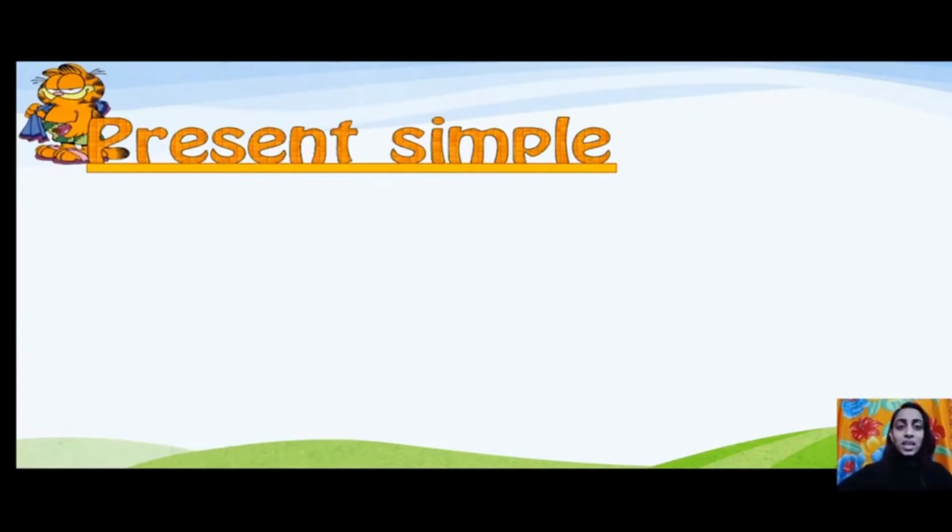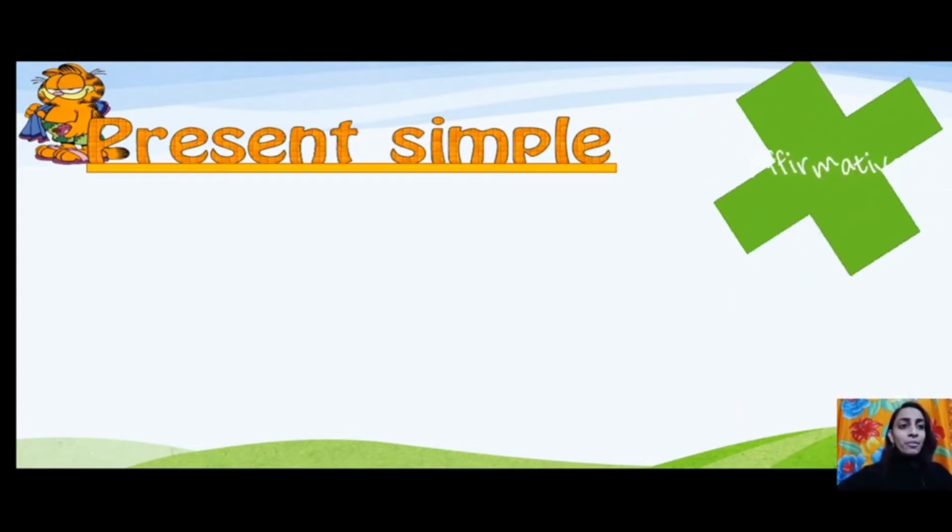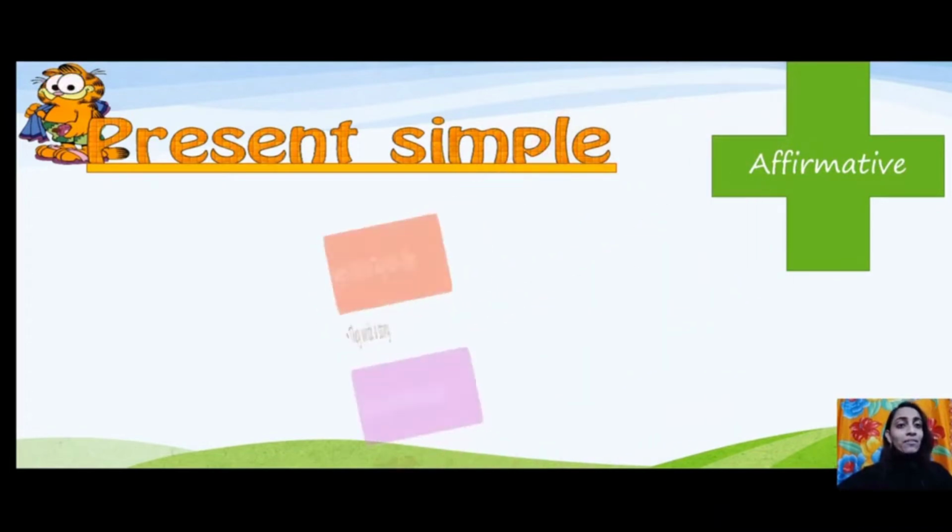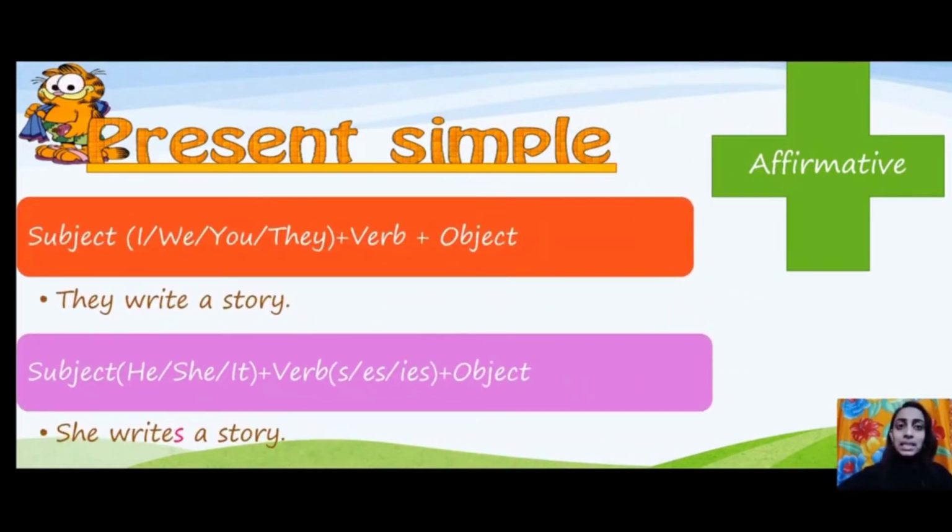Now, let us learn how to frame sentences in simple present tense. First, let us talk about affirmative sentences. And always remember, we have two structures to frame affirmative sentences in simple present tense, depending upon the subject we take. For example, if we take the plural subjects, like I, we, you and they, then the structure will be subject plus verb plus object. Always remember, with plural subjects, we always take the first form of the verb. Like for example, they write a story. Let us see some more examples. I write a story, we write a story, you write a story.